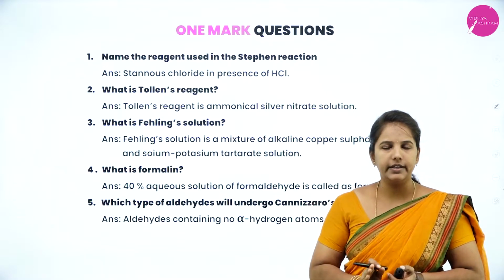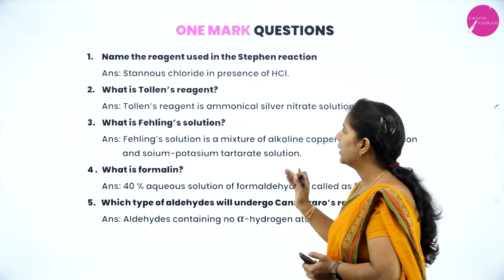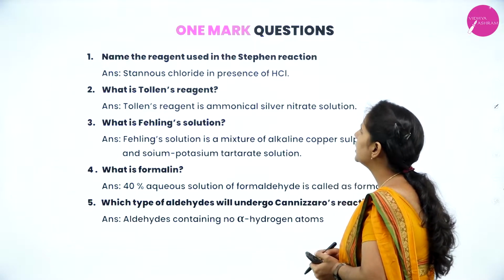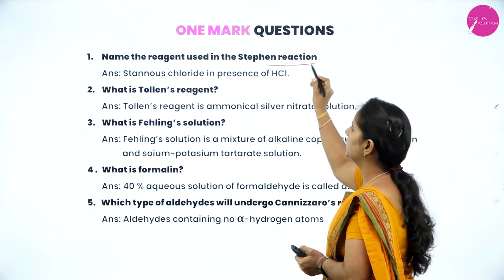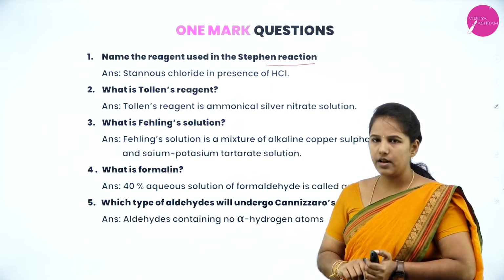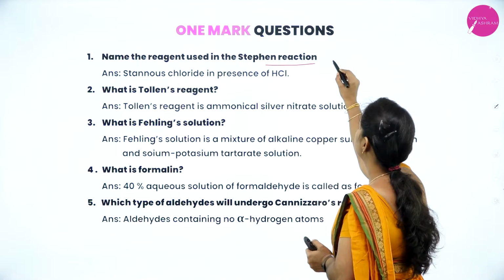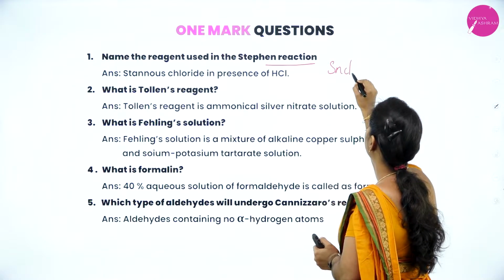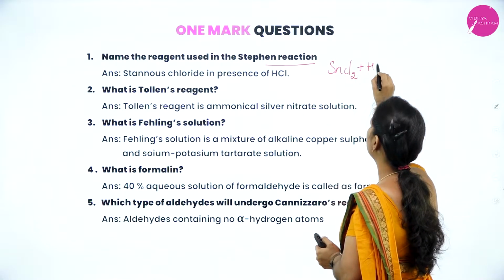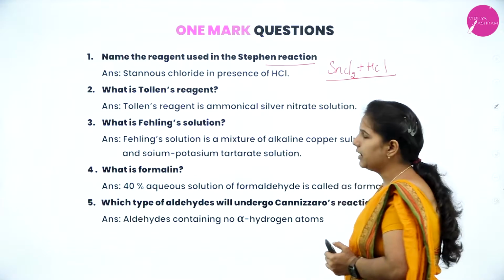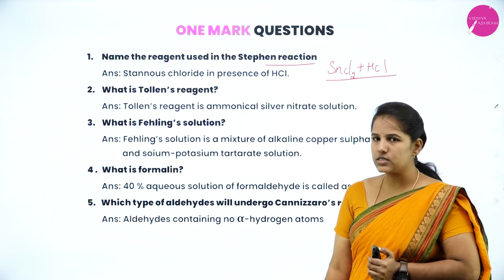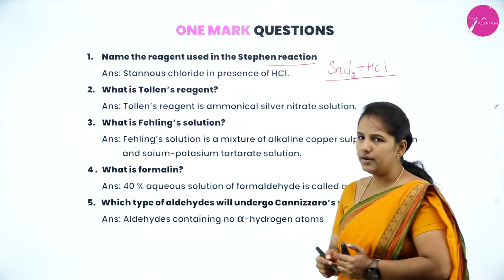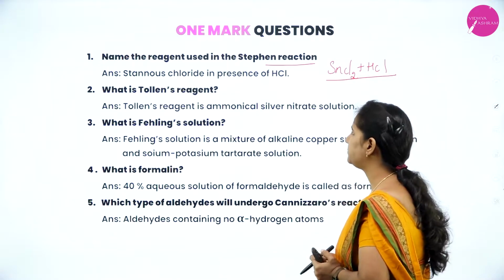Meanwhile, we have studied them in the laboratory also. Name the reagent which is used in Stephen reduction. In the Stephen reduction, we will use the stannous chloride in presence of HCl. So the stannous chloride with the presence of concentrated HCl, we use in Stephen reduction.